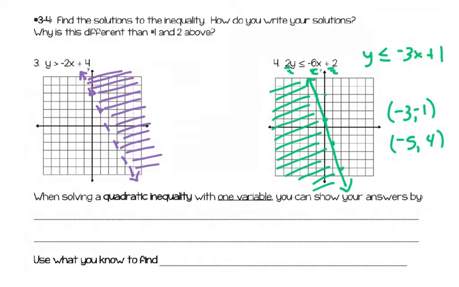So when solving a quadratic inequality, so going from linear to quadratic, if you only have 1 variable, like what we saw on 1 and 2 with the linear inequality, you're going to show your answers by showing your intervals on a graph.